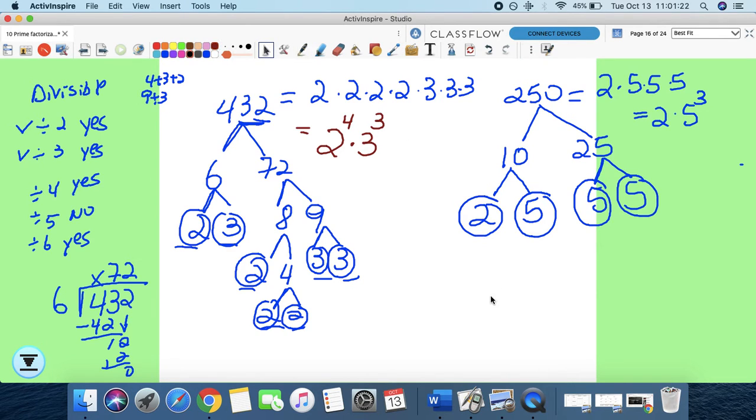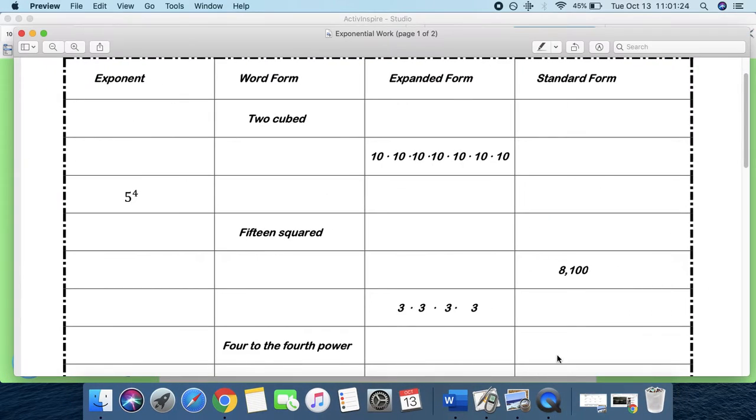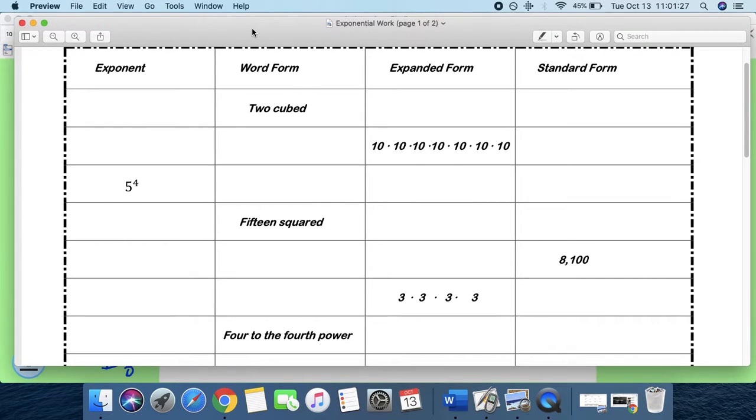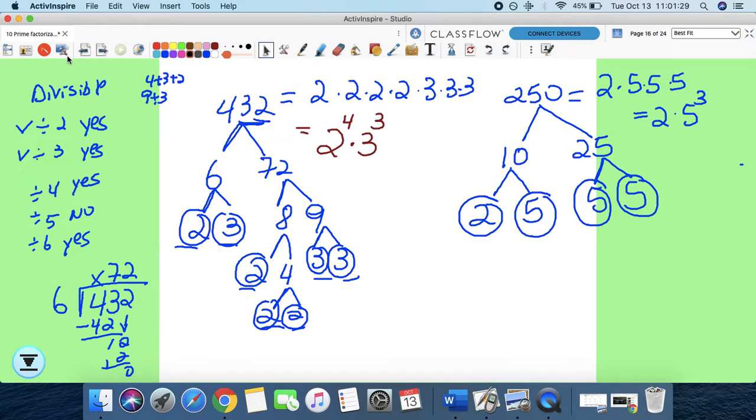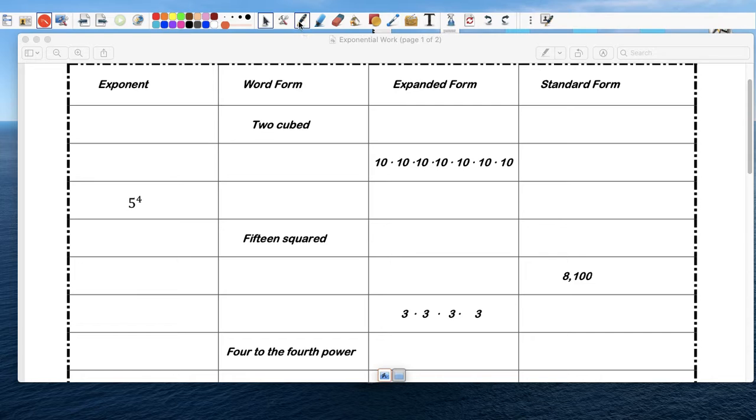The other two things that we have to do, I'll start with this. Okay, so the other thing we have to do is this. So 2 cubed, remember cubed is another word for third power. So it's 2 times 2 times 2 gives you 8. This is 10, 1, 2, 3, 4, 5, 6, 7, so 7 zeros. It's 10 to the 7th power.